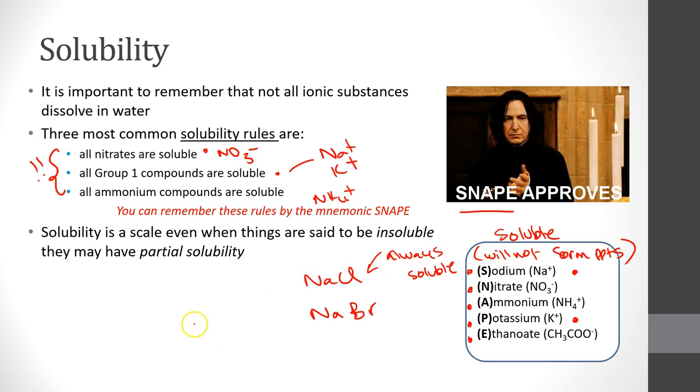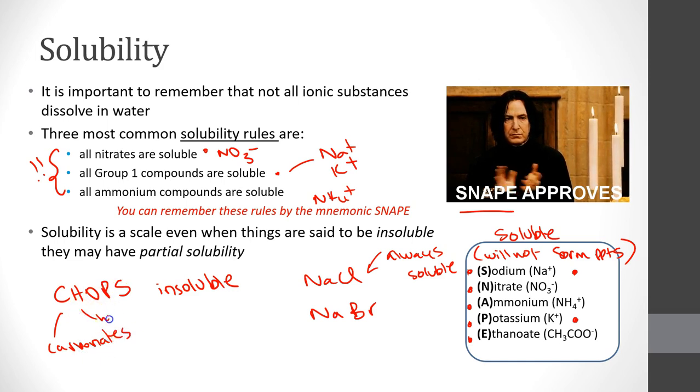So if these ones are always soluble, the ones that are insoluble, we can remember by the term CHOPS. So this will be carbonates, hydroxides, oxides, phosphates, and sulfates.